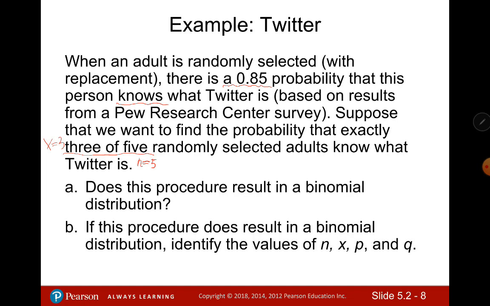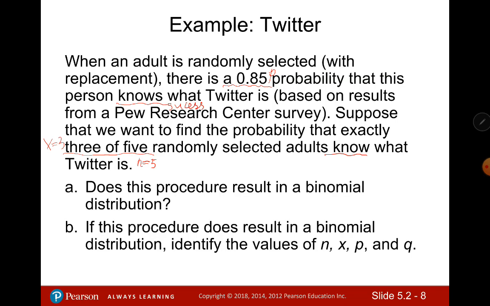3 out of 5 randomly selected adults know what Twitter is. So knowing Twitter is the success here. Knowing Twitter means the success, which means the probability that a person knows Twitter is our lowercase p. What is a lowercase p? It's the probability of getting a success. So we have the lowercase p.